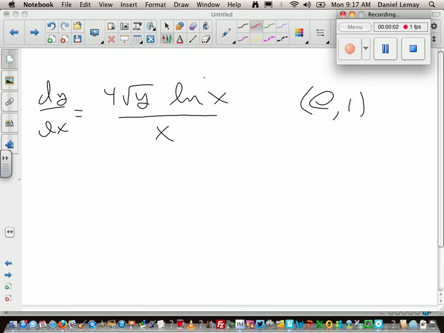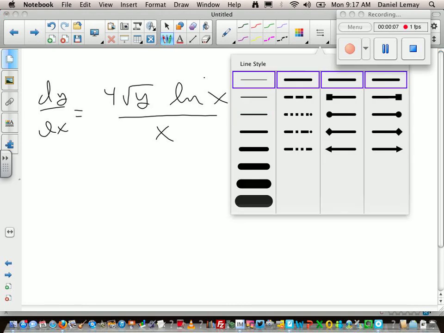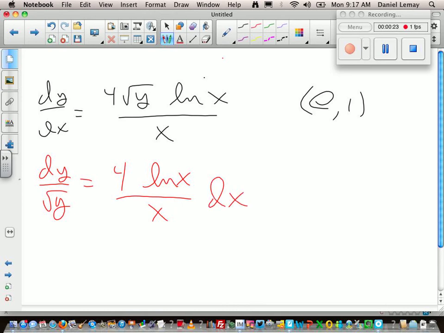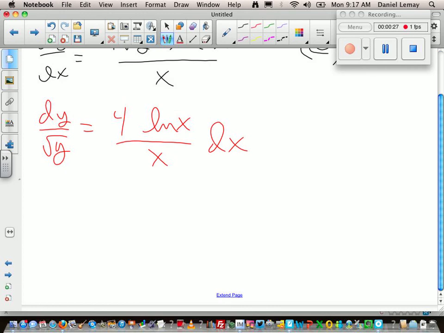Okay, so I have to integrate this by separating the variables. I'm going to move the square root of y over with the dy by dividing by it. I'm going to move the dx over with the x's by multiplying by it. And I'm going to have to tackle these separately. Now I'm going to integrate both sides.